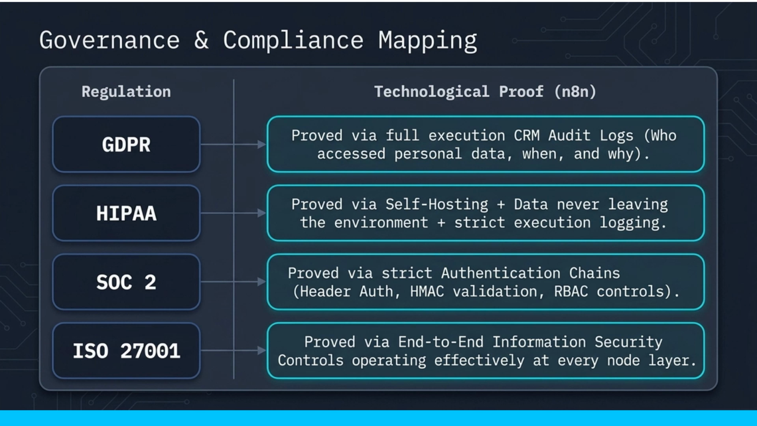SOC2 requires evidence that access controls exist and are enforced. Your authentication chain, header auth, HMAC verification, and RBAC provides this evidence. ISO 27001 requires that information security controls are operating effectively at every layer. Your full security architecture from step 1 through step 7 provides this proof. Build the workflow correctly once. Compliance evidence becomes a byproduct, not an afterthought.